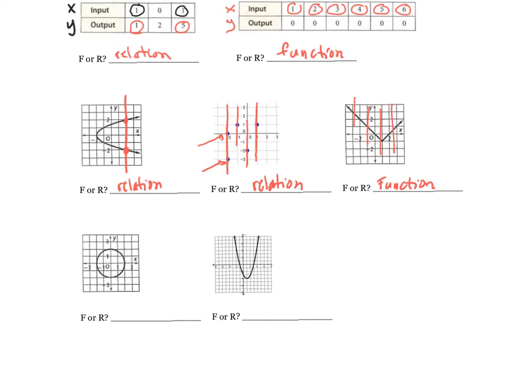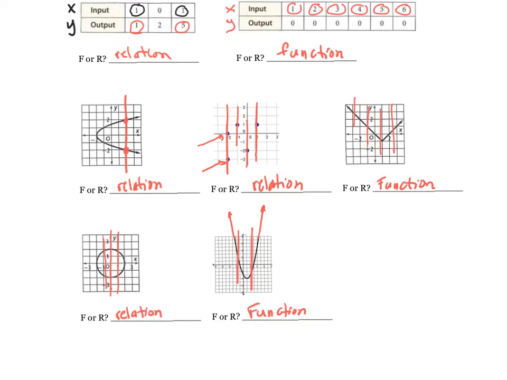Bottom left example, you notice on this circle, there's a bunch of places where if I draw a vertical line, I hit the circle twice. So that cannot be a function, that is a relation. And then this graph, the fifth one, is a parabola. And it goes on forever and ever in these two directions. But any place I draw a vertical line only hits the parabola once. So that is a function. So whenever we have an x that can be associated with two different y's, that cannot be a function. That can only be a relation.